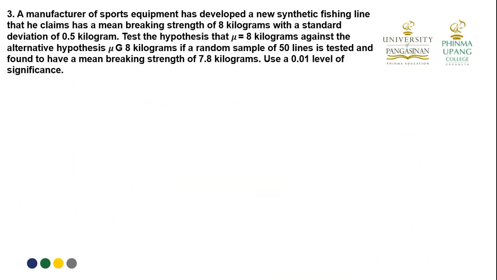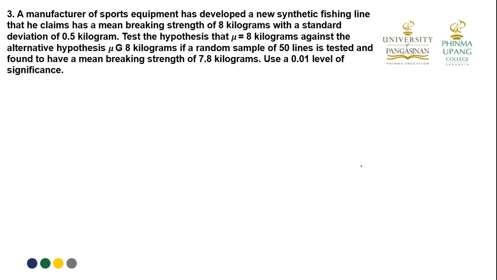Next. Number 3, last problem. Kasi 2:30 na. A manufacturer of sports equipment has developed a new synthetic fishing line that he claims has a mean breaking strength of 8 kilograms with a standard deviation of 0.5 kilogram. Then we're going to test the hypothesis that mu is equal to 8 kilograms against the alternative that mu is not equal to 8 kilograms, if a random sample of 50 lines is tested and found to have a mean breaking strength of 7.8 kilograms.